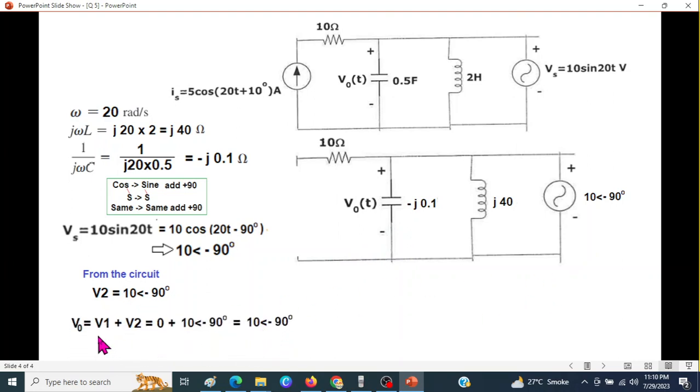And now the sum of the two, V0 is V1 plus V2, 0 plus this value. So in phasor, V0 is 10 angle minus 90. Now the answer required is in time domain, not phasor domain. So we'll convert this into the time domain. And since this is magnitude and this is angle, we'll write 10 cos(omega t), omega is 20, so 10 cos(20t minus 90). So this is our final answer.